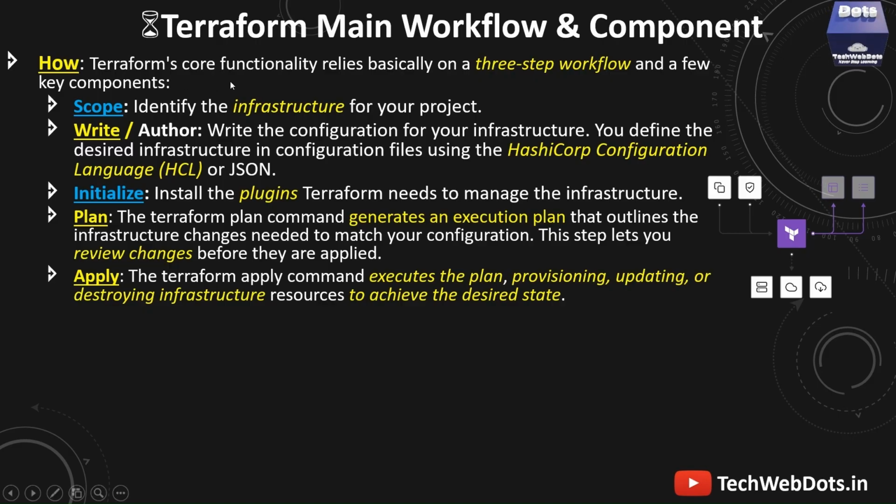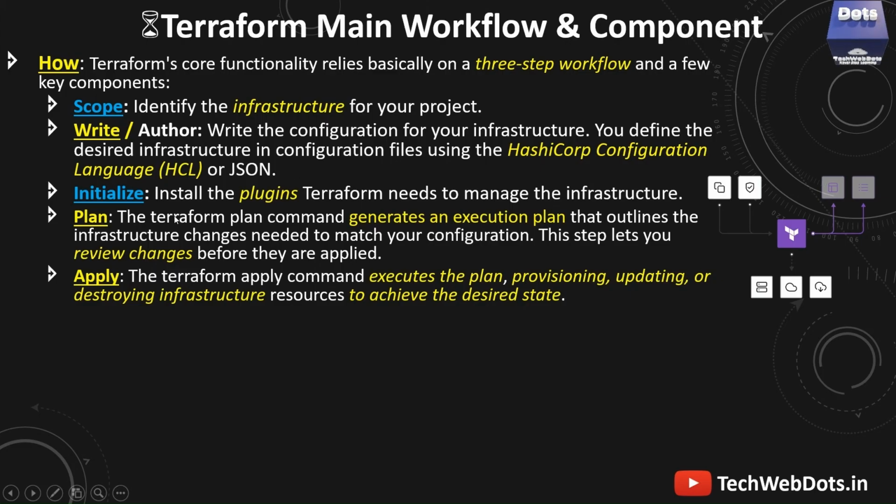How does Terraform actually work? Terraform's core functionality relies on a three-step workflow and a few key components, so we will discuss both of them. First, we have to identify the scope, identify what infrastructure your project needs. That is behind the scenes. The actual step is writing or authoring your file: writing the configuration for your infrastructure, where you define the desired infrastructure in a configuration file using HashiCorp Configuration Language, in short HCL. It can also be a JSON format file.